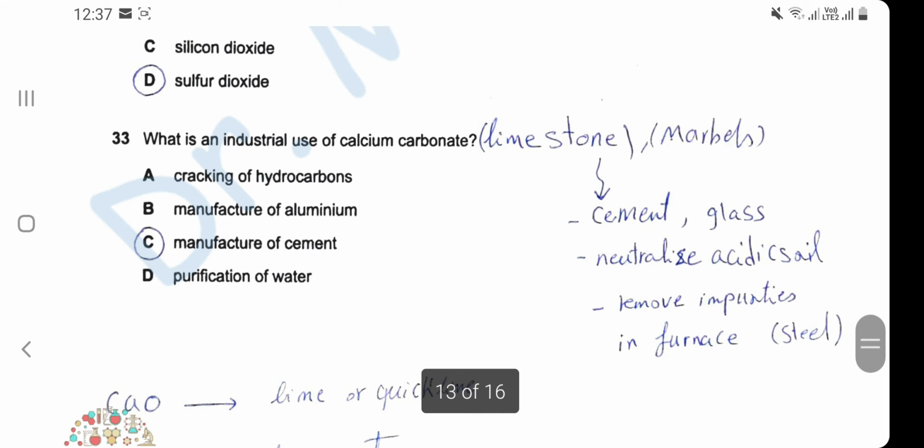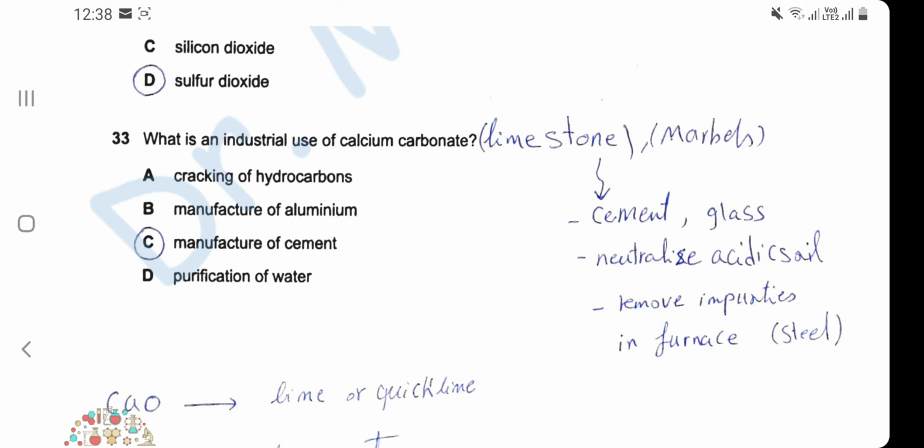33. What is the industrial use of calcium carbonate? Calcium carbonate, known as limestone or marble, has many uses, like in making cements, glass, neutralizing acidic soils and acidic lakes, and removing impurities from steel in the furnace. So these are the uses of calcium carbonate. We will see the choices here.